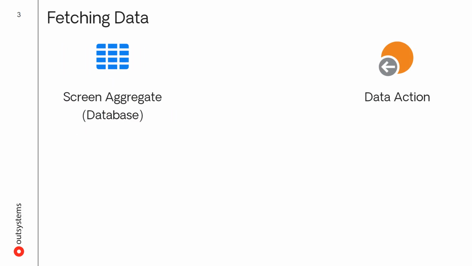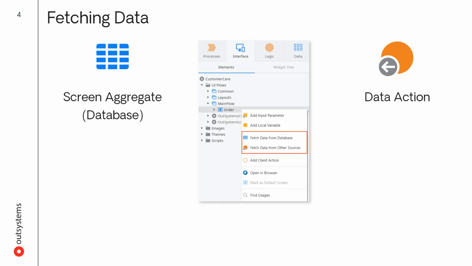Essentially, there are two ways to fetch data to be used in a screen. The first one is by using screen aggregates, and the second is through data actions. Both types of data sources can be added to screens using the right-click context menu options.